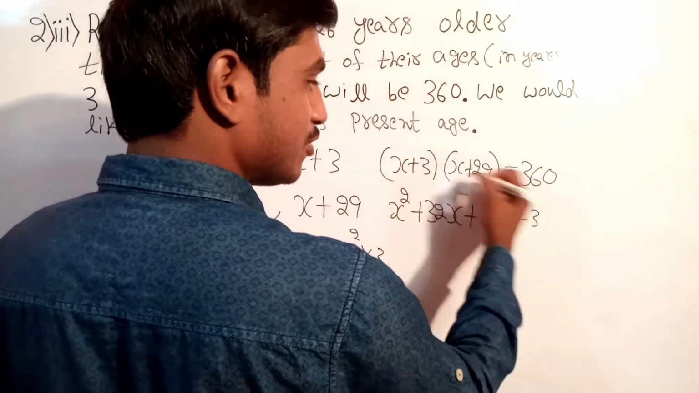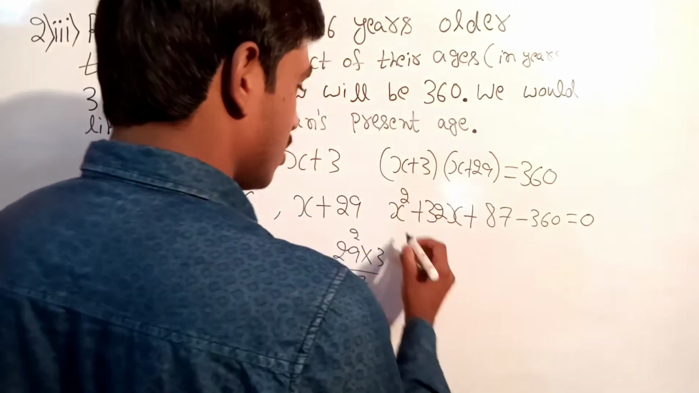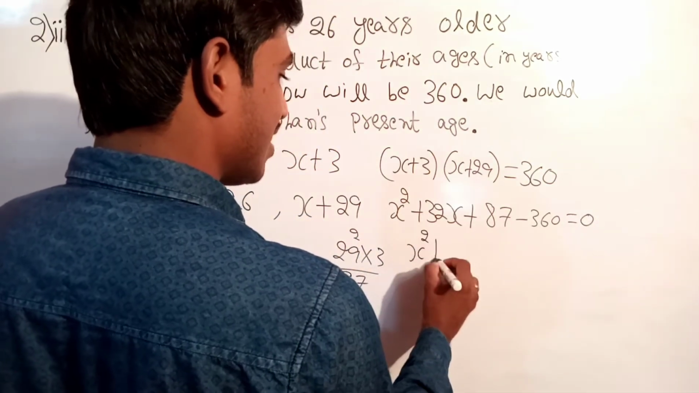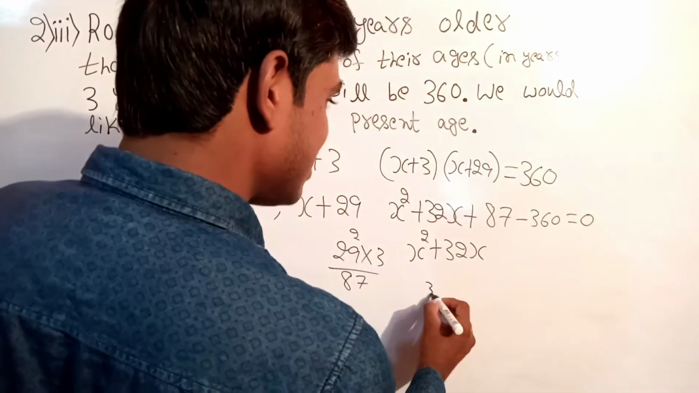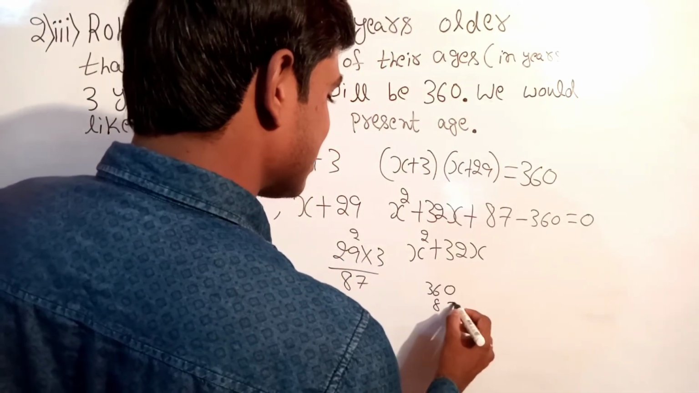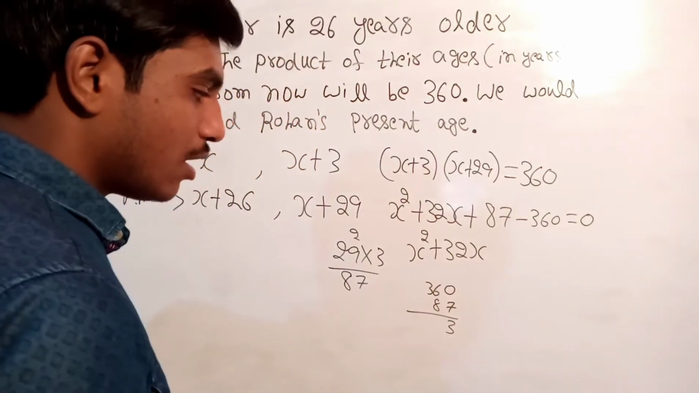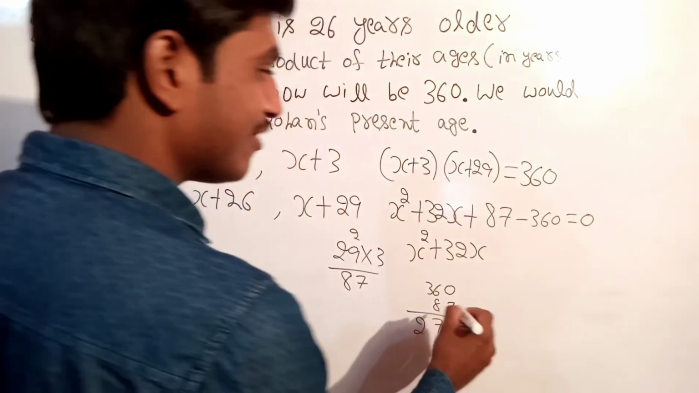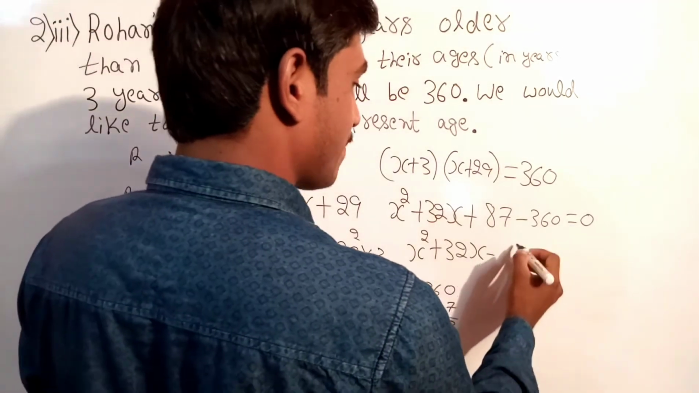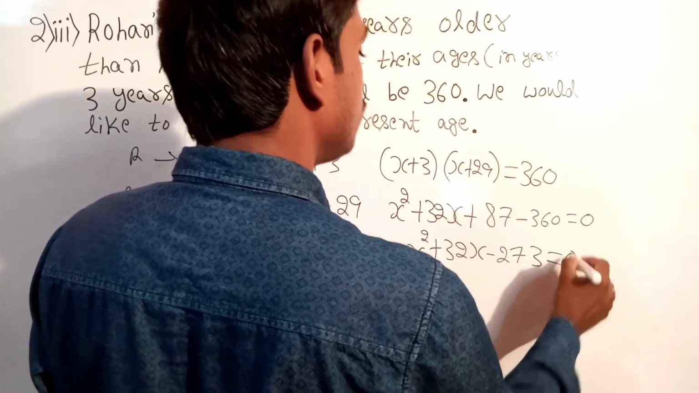minus 360, if we shift to LHS, minus 360, which is equal to 0. So x square plus 32x, 360 minus 87. 10 minus 7 is 3. 15 minus 8 is 7, 2. So we will get 273 minus. The greatest sign is minus, so minus 273, which is equal to 0.